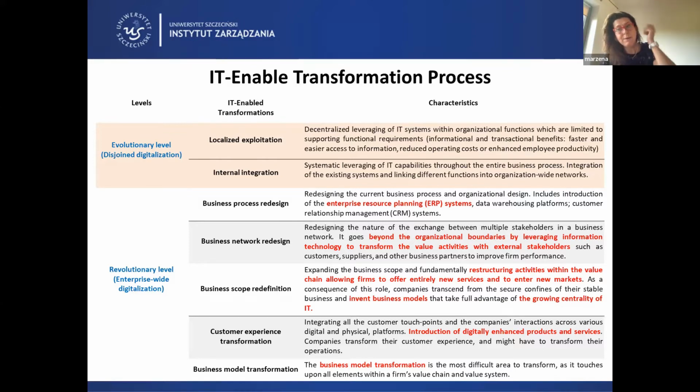So this is the high level of this digital transformation process.